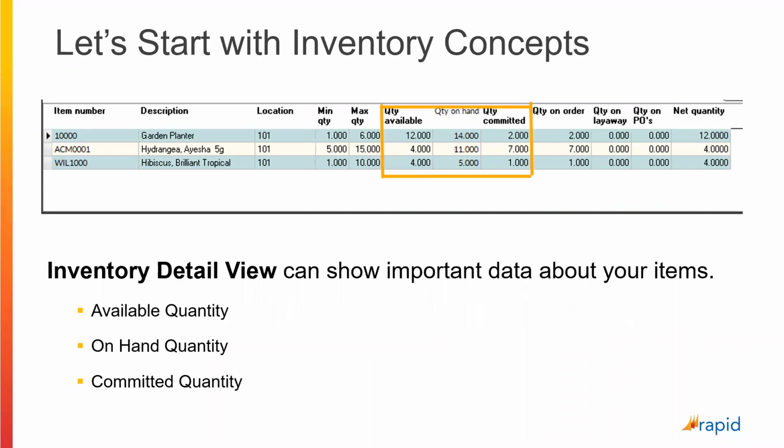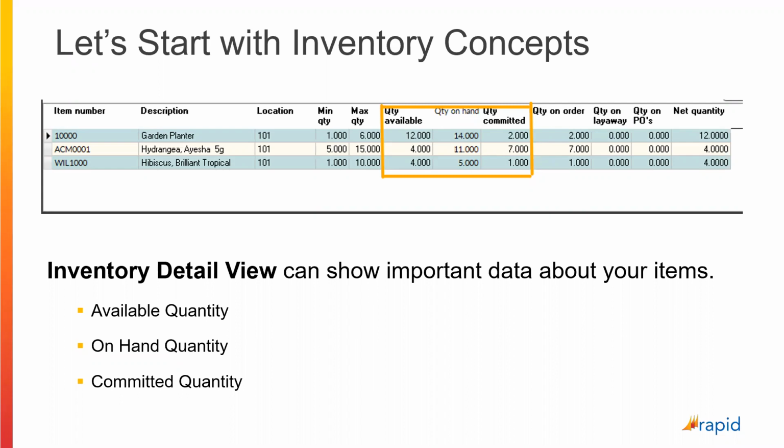The next thing you're going to see are our inventory numbers. What's the quantity available, separate from what's on hand, and then also what's committed. These are three unique numbers in the system, and it's really important to understand the difference. If you deal with orders and layaways, the concept of committed inventory is complicated but very important for tracking accurate inventory.